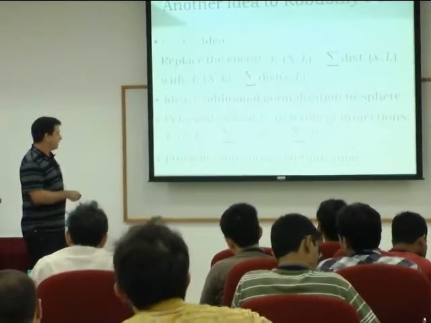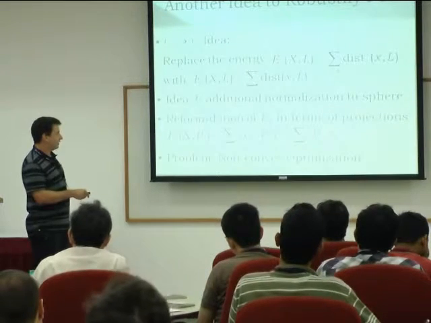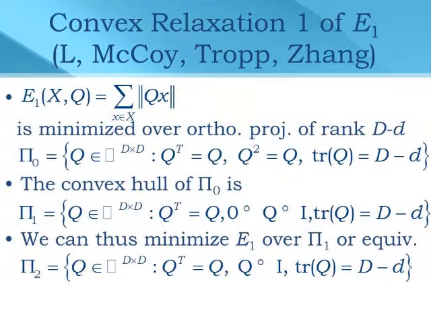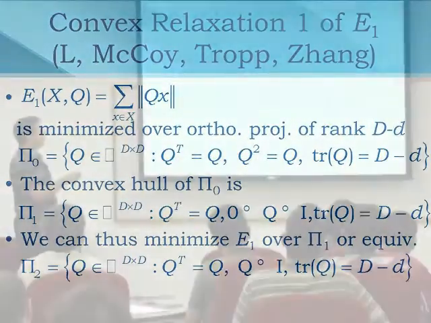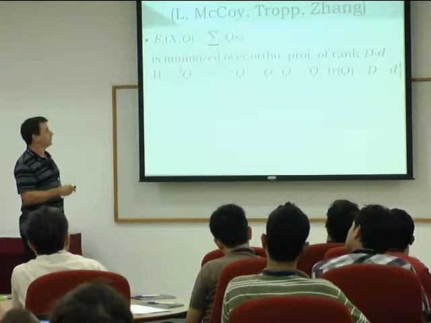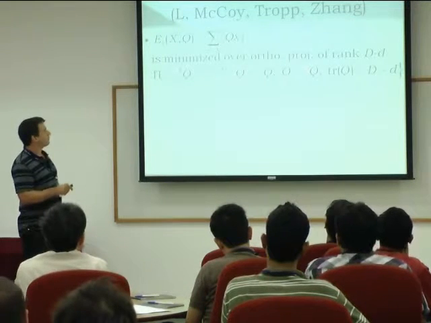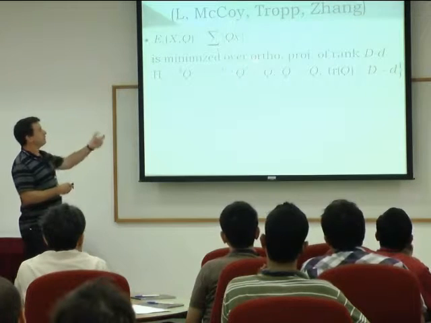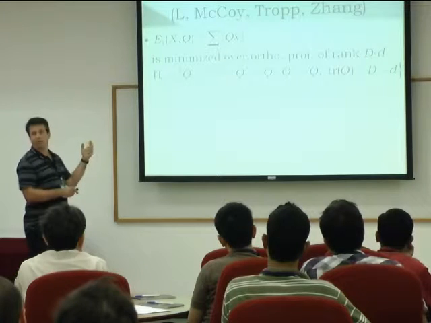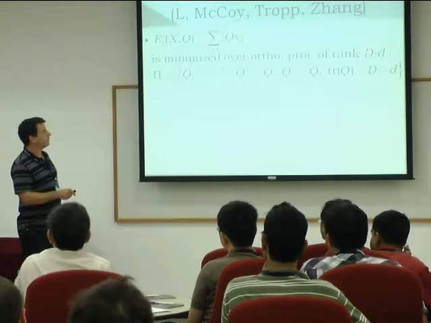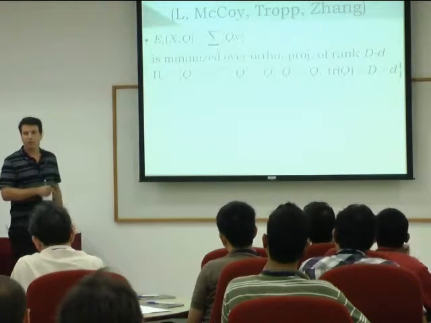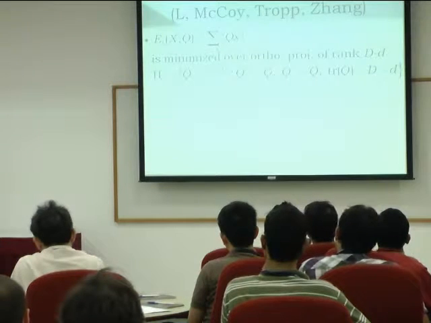Okay, so let me write down clearly this minimization. I'll call this a matrix Q, and I'll minimize it over all projectors. So I want to minimize the sum of the norm of Q of X over the set of all projectors, so all symmetric matrices such that Q squared equals Q. And I'm talking about the orthogonal projectors, so I want to have rank D minus d. And because eigenvalues are either 0 or 1, instead of saying the rank is D minus d, I'll say the trace is D minus d. Okay, so are you all with me? So this is the optimization problem.